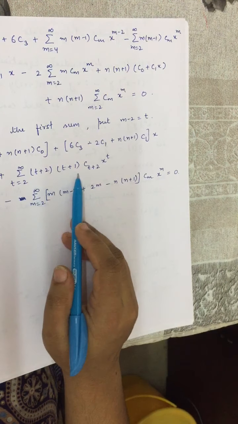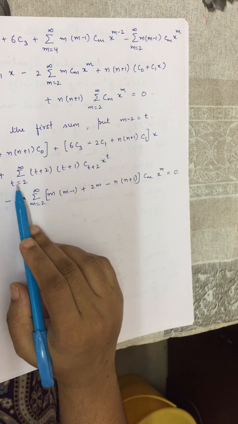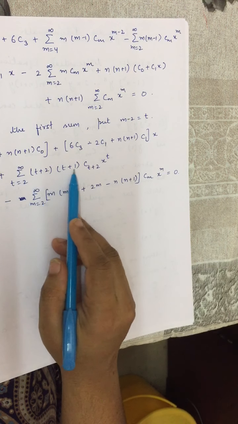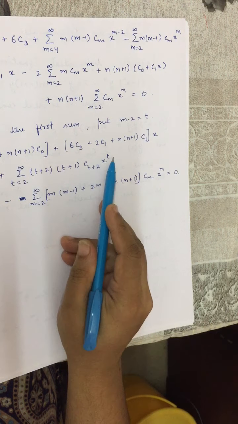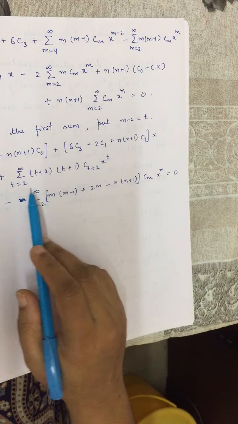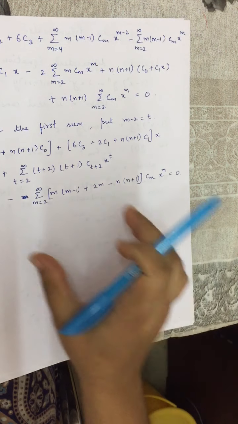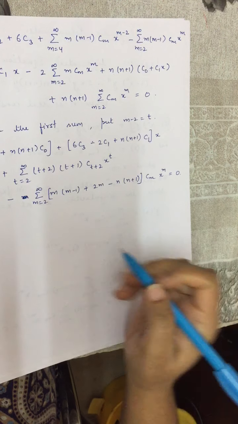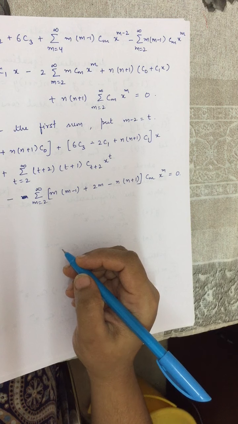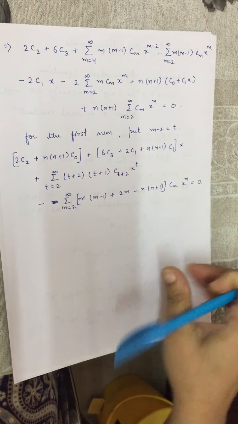Now here this t is a dummy variable. We can replace this t by m. So that means this summation can be written as m varying from 2 to infinity, (m+2)(m+1) C_{m+2} x^m. So now we equate both sides. On the right hand side we have only 0. So this equation will be equal to 0 if and only if all the different powers of x are 0. So we will equate all the different powers to 0.